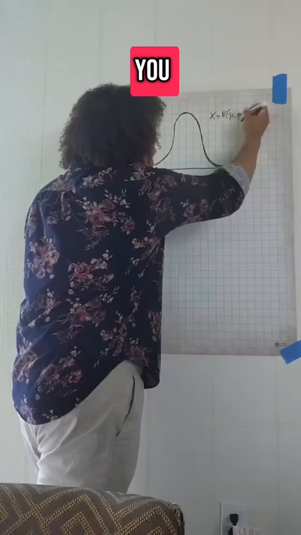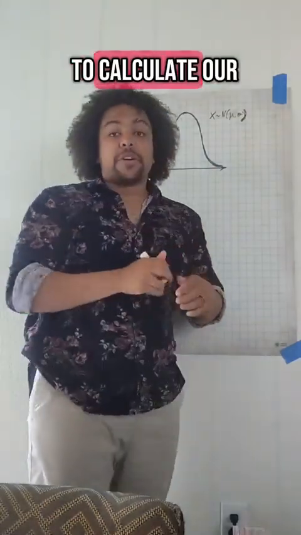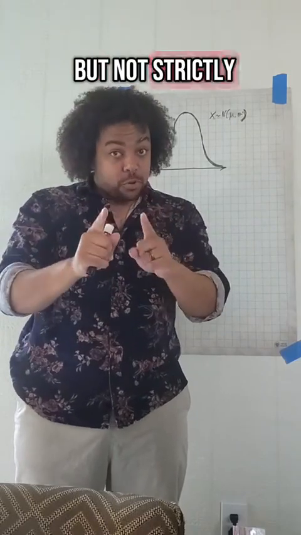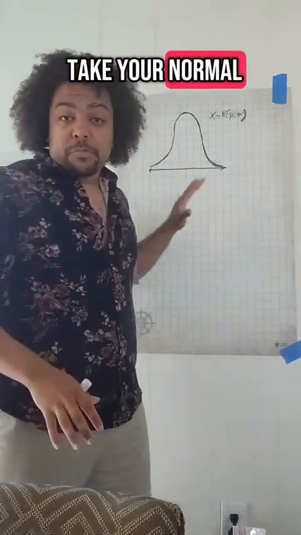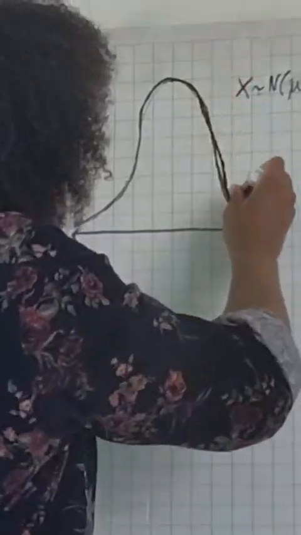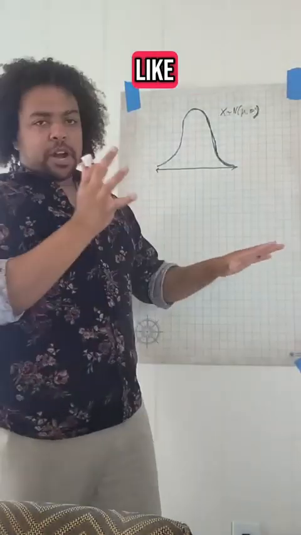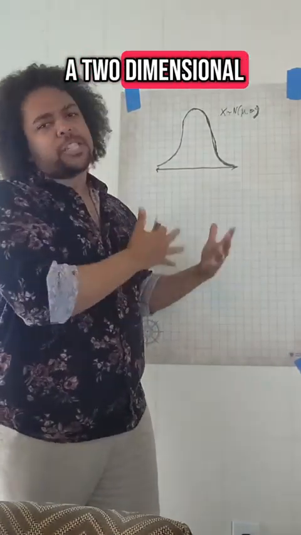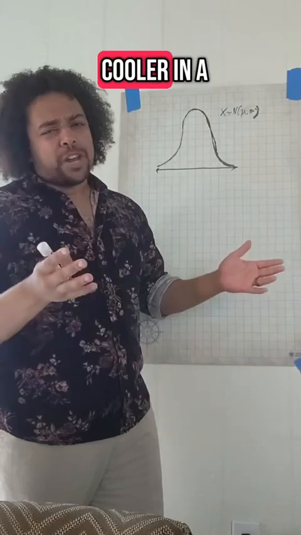Nice to meet you. So, if we want to calculate our length and girth and have them be correlated but not strictly proportional, all you gotta do is take your normal distribution for your length and you do this to it. You put another normal distribution on top of it. It's hard to see on a 2-dimensional plot. It's supposed to be a 3D model. It looks cooler in a 3D model.